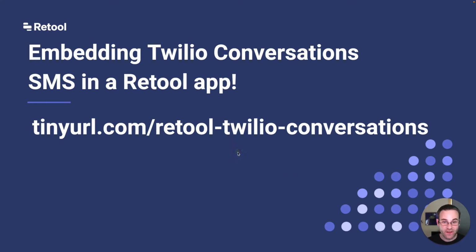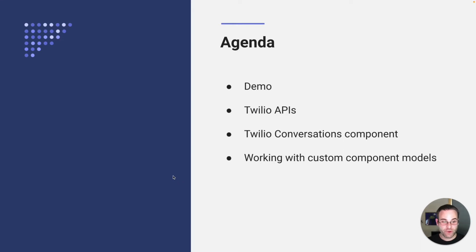So with that out of the way, let's talk about the agenda. We're going to go through a demo of how the app works. We're then going to talk about the Twilio APIs that support the app. We'll spend a lot of time on the Twilio Conversations custom component. That's how we're going to embed the Conversations SDK in our Retool app. And finally, we'll spend some time looking at some common design patterns for working with custom component models.